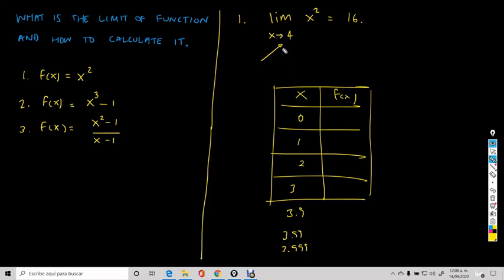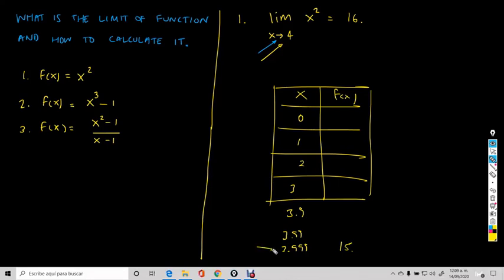I just approach. That's why this symbol right here, this little arrow, means approaches. X approaches 4, but it never gets there. Okay, it just gets closer and closer to the number 4 but it never touches the number 4. As x does that, we could see in the table that f of x, which is the dependent variable, approached progressively the number 16.